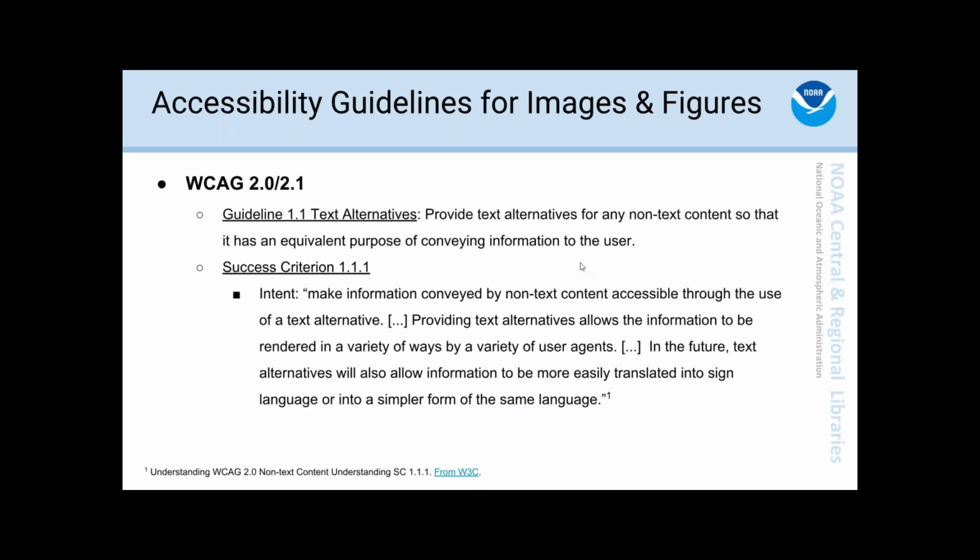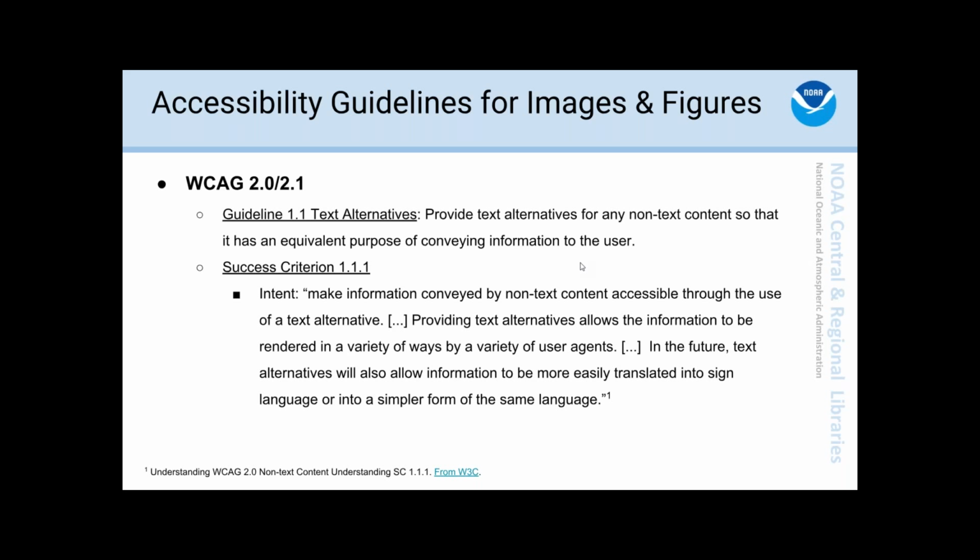As I mentioned, today we're going to focus on images and figures, so adding alternative text and the guidelines for adding images and figures into online content, including documents. The standard that we follow is WCAG 2.0 and 2.1. Within WCAG, there is a guideline 1.1 for text alternatives. The whole point of alternative text is to provide some sort of context for any non-text content so that it can convey information to a non-sighted user primarily.